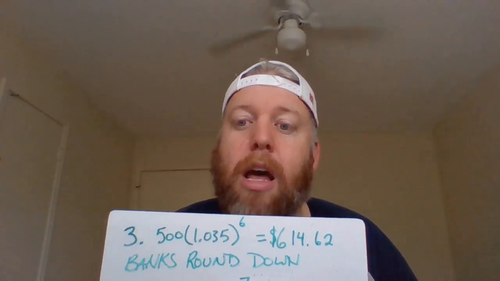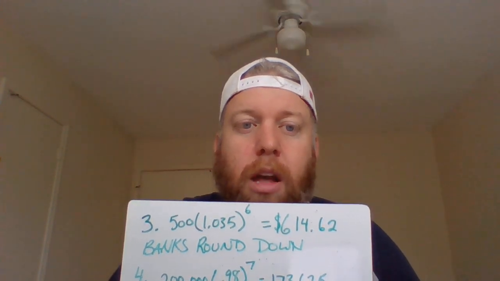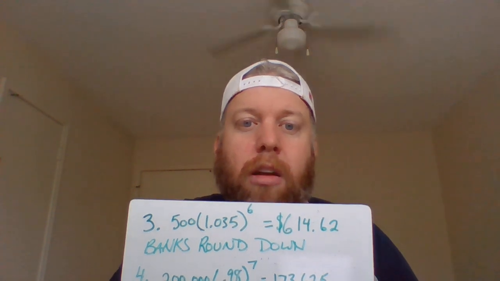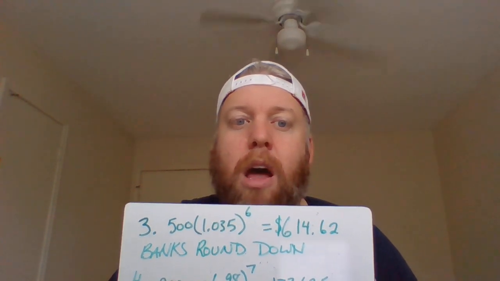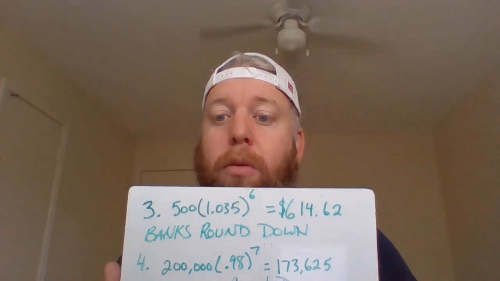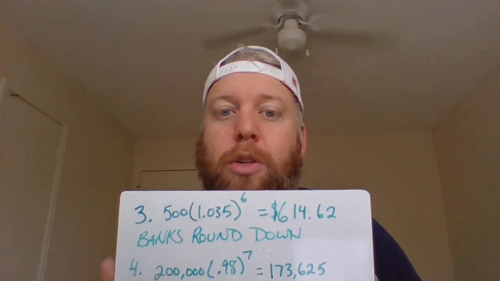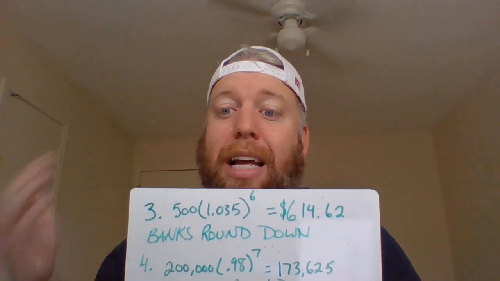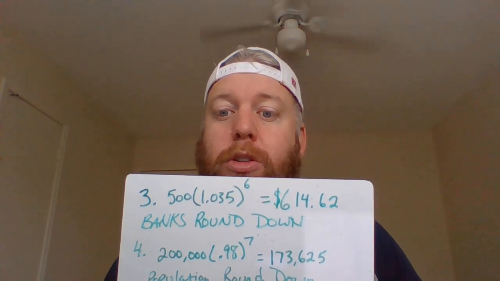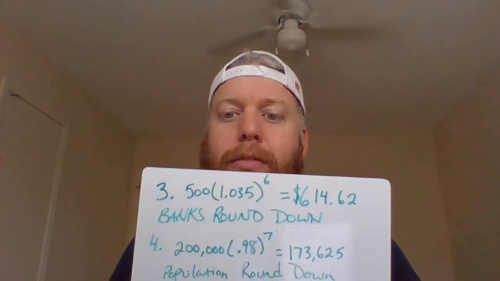All right. Number 4 says the function blah, where x is time in years, models the population of a city. What will the population be in 7 years? Well, if you look at the equation for number 4, we see that 0.98 is less than 1. That shows that it's decaying, so it should be less than 200,000. We look and we see that it's 173,625 point something at the end of 7 years.